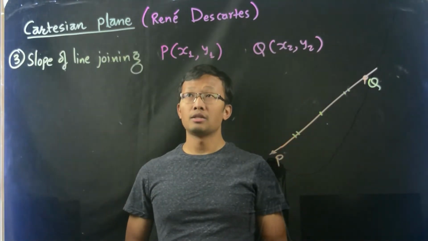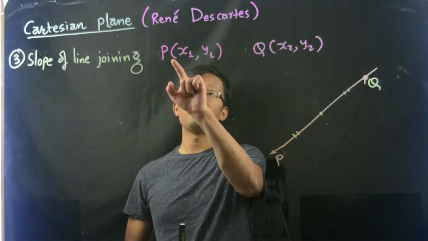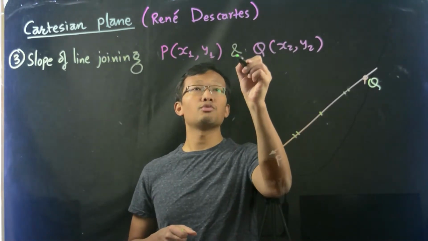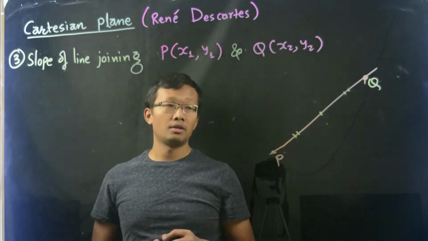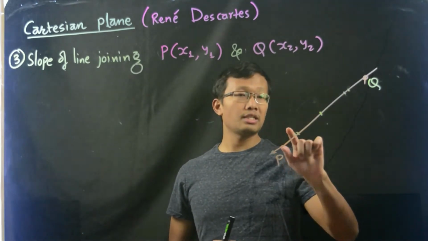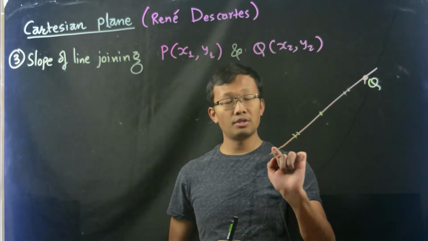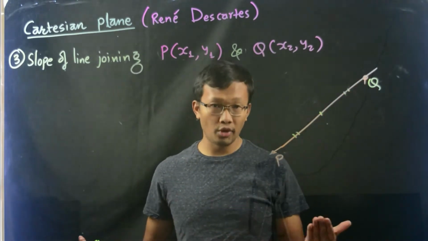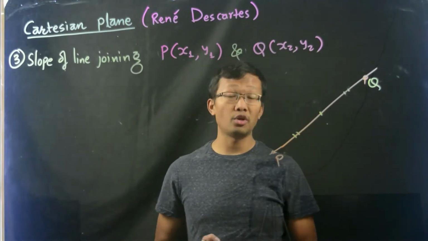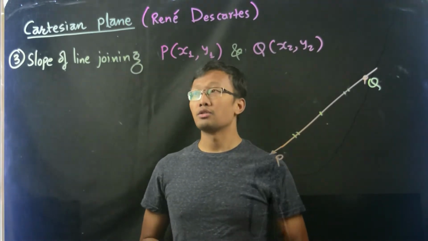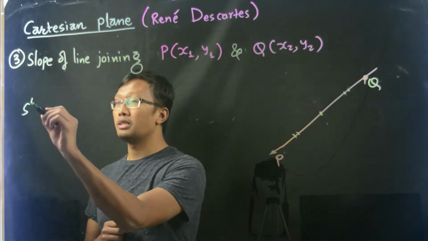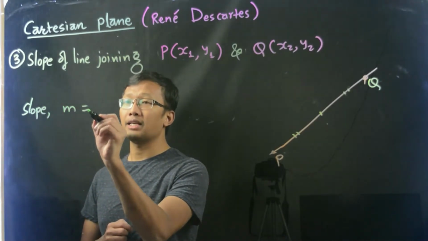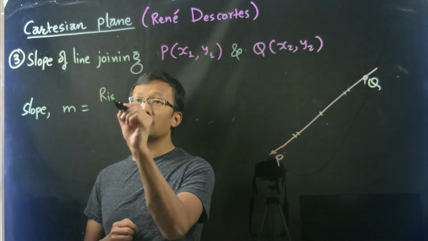Slope of line joining these 2 points, P(x1, y1) and Q(x2, y2). So let's suppose there is this line which passes through these points P and Q. These 2 points are any 2 points. Okay, it can be any 2 points in a straight line. So the slope is usually denoted by m, and it's rise over run.